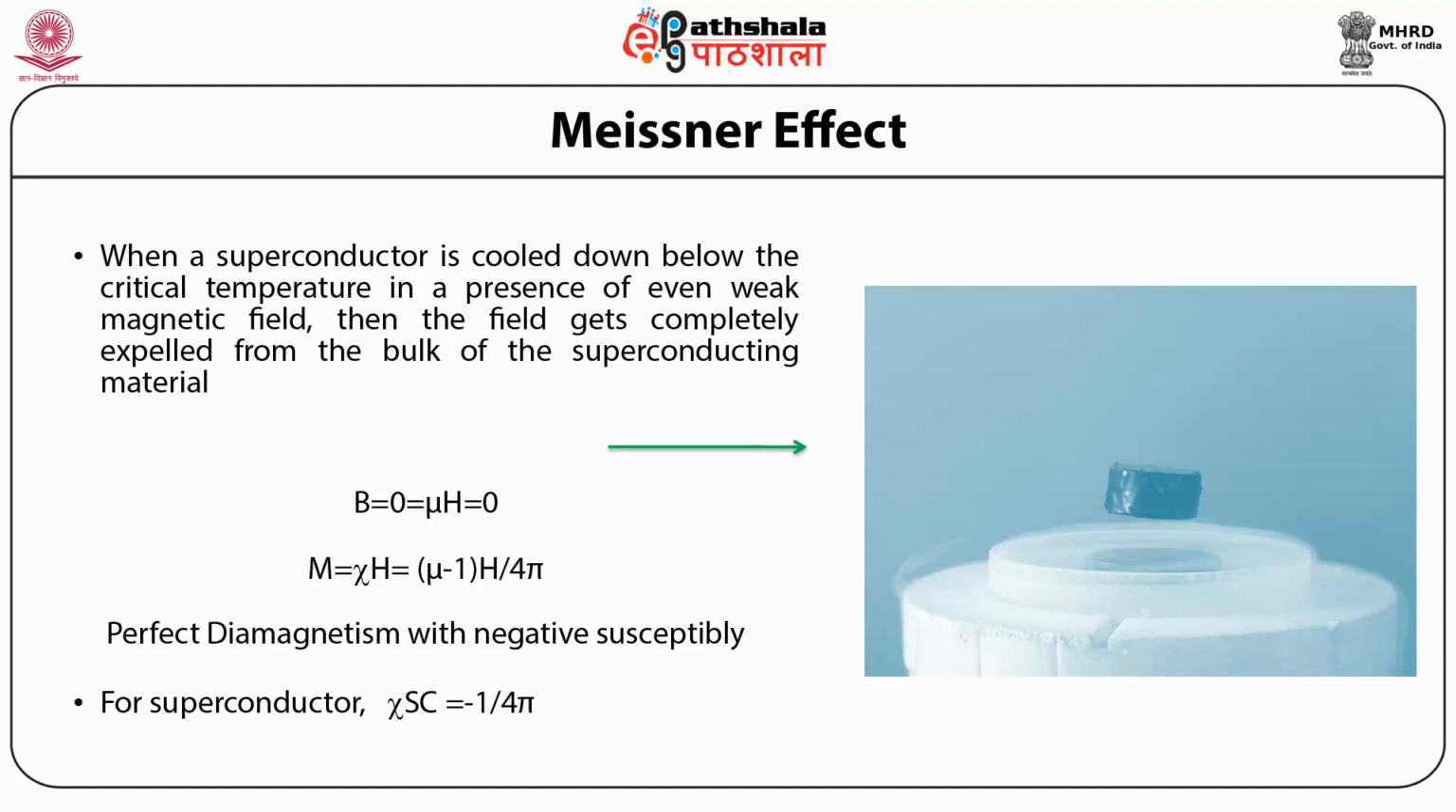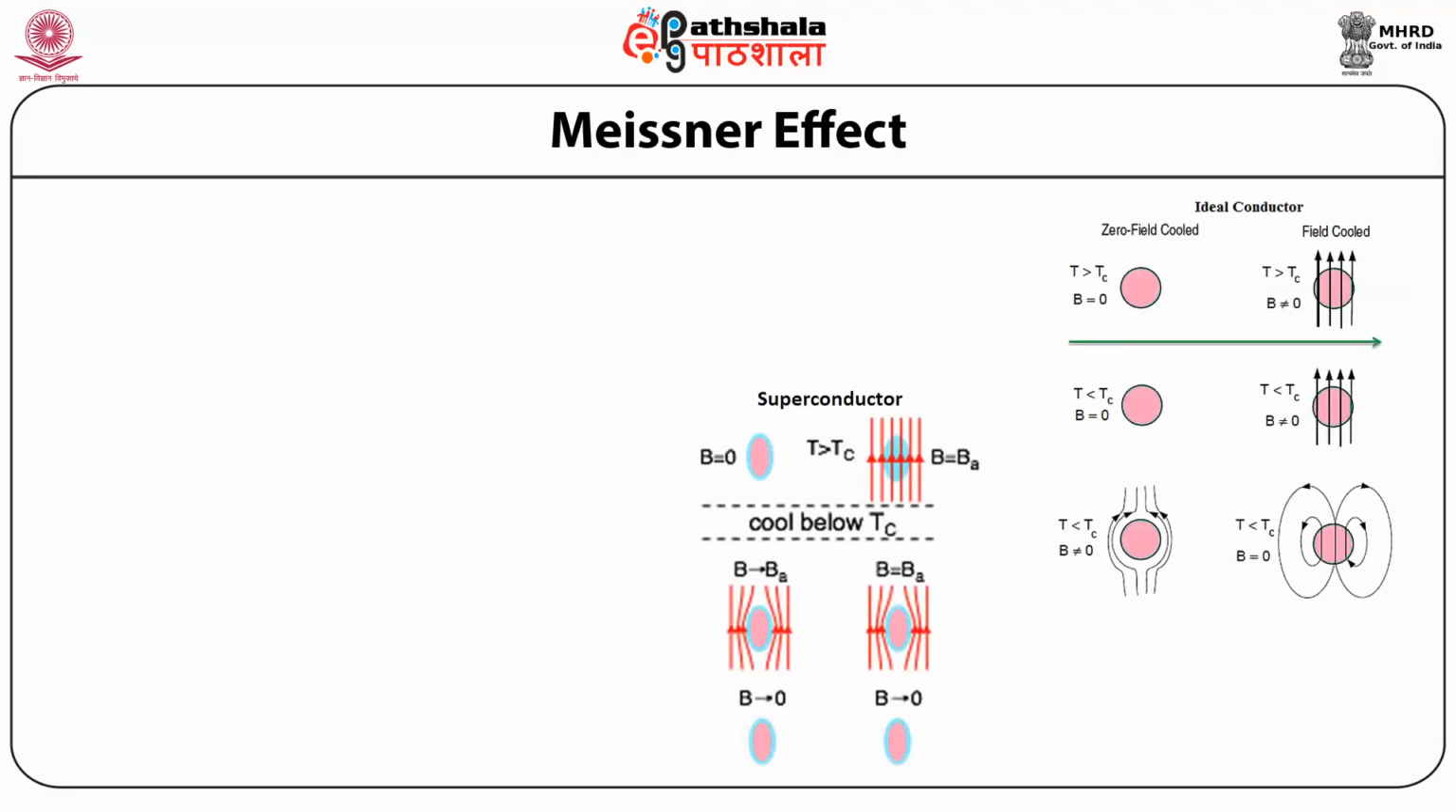This beautiful experiment was done by Meissner, so we call this the Meissner effect. We are discussing the Meissner effect. As we see in the figure, the change of magnetic flux with time is 0 for any closed path. It is clearly shown here, for an ideal conductor and a superconductor, how the magnetic field is completely expelled from the interior of the material.